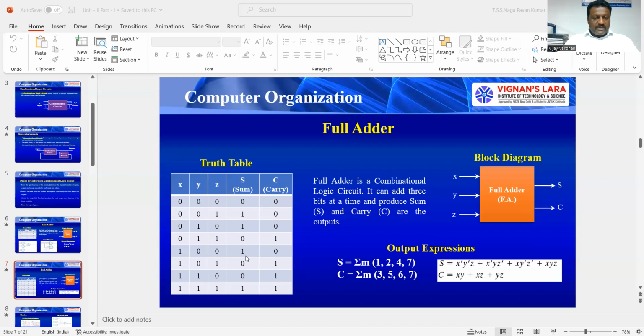So what should be the output expressions for sum and carry? If you consider the min terms notation, sum is 1 for this combination. This combination's min term is x bar, y bar, z.